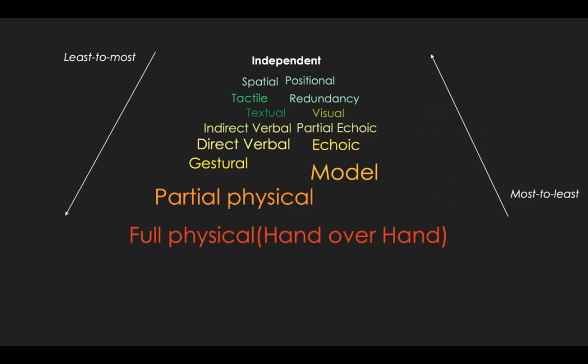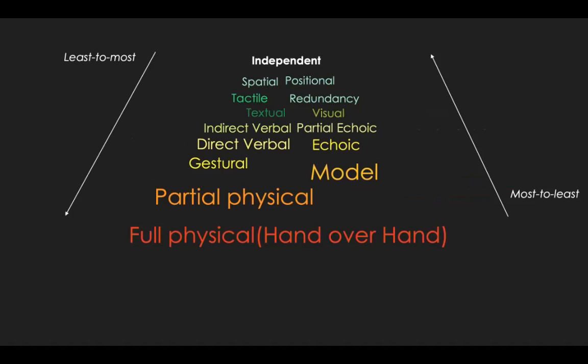So prompts don't just look different, and some prompts are more intrusive than others, or they provide greater levels of assistance, basically. So this visual shows generally where certain prompts fall on this scale of intrusivity. Some are clearly more intrusive, such as hand-over-hand full physical prompting. Others can vary depending on the type of skill and the learner.